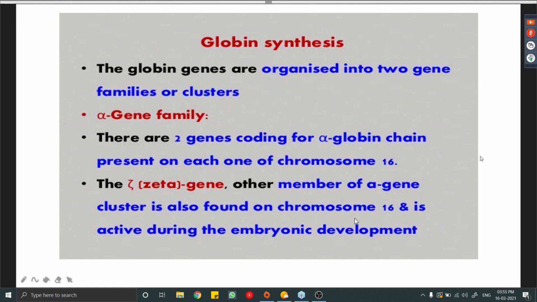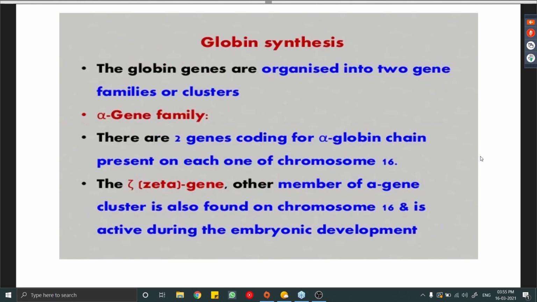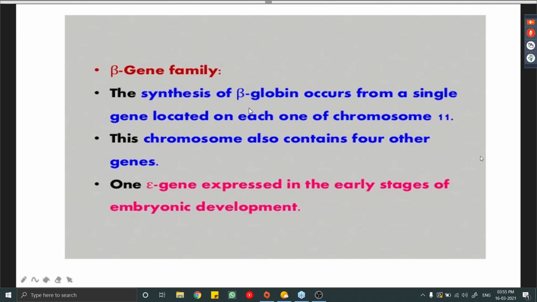Then zeta is also present along with the alpha gene on chromosome 16, and it is active during embryonic development. Then comes the beta gene. Synthesis of beta globin occurs from a single gene located on each chromosome. There is only one beta gene. That's why there are only two varieties of thalassemia, thalassemia major and thalassemia minor. They are present on chromosome 11.